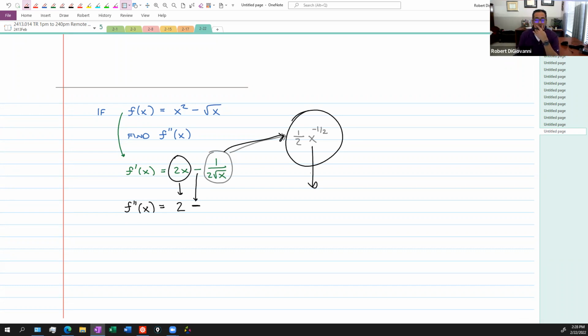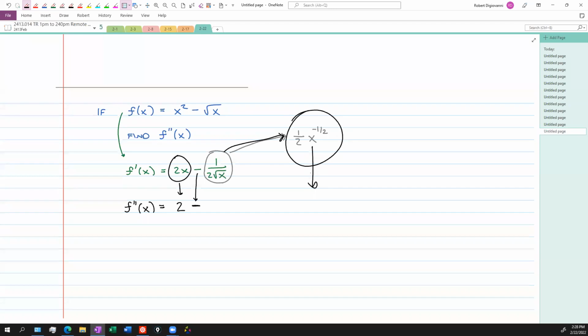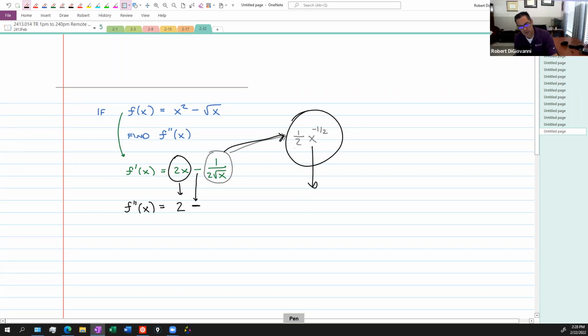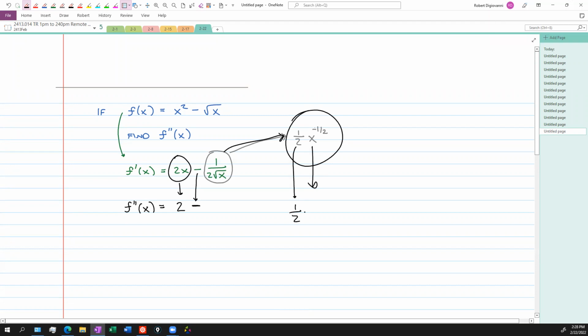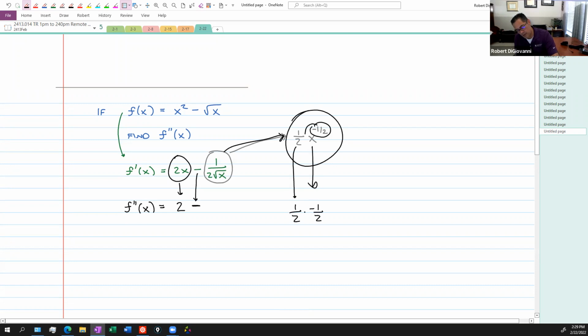So is it -1 over x^3/2? Where'd you get the power -1 from? So you have this 1/2 that comes along for the ride, right? And then this power comes out, so -1/2 comes out, right? And then x, now you subtract 1 from that power and you get -3/2.